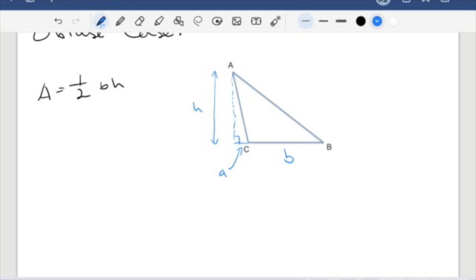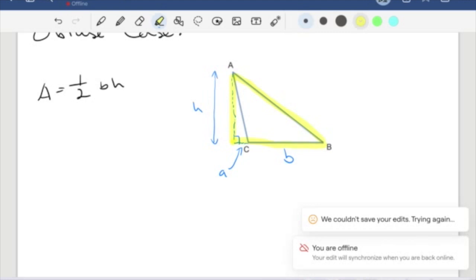Now, I somehow want to relate what I know from how we've done these questions previously to this new weird looking triangle. So I'm going to consider finding the area of this entire large triangle that I've made.